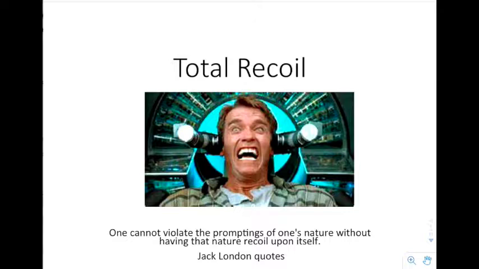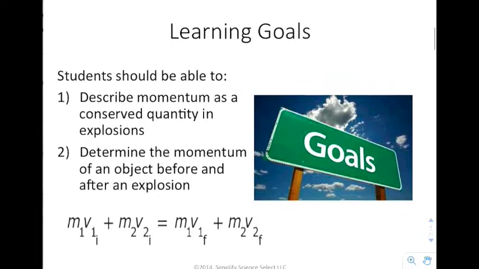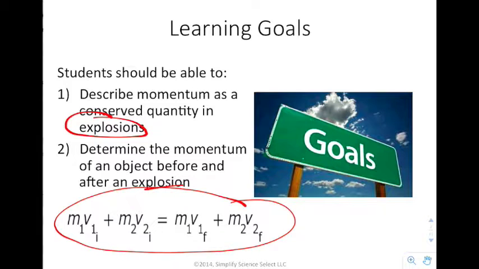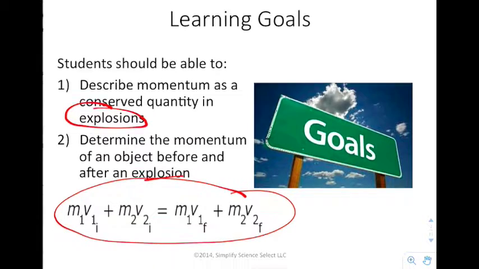Welcome to the fourth and final presentation in Unit 4 entitled Total Recoil. It says, "One cannot violate the promptings of one's nature without having the nature recoil upon itself." Jack London. So the goals for this particular presentation are that you be able to describe momentum as a conserved quantity in explosions, that you be able to determine the momentum of an object before and after an explosion, and using this particular equation, which we now know is the conservation of momentum equation.